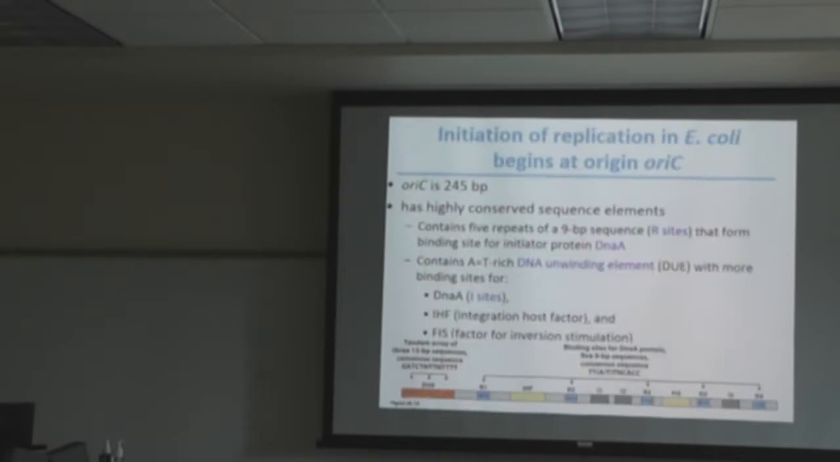So initiation of replication in E. coli begins at the origin of replication, oriC. So anytime you have a plasmid that you want to grow in E. coli or some bacteria, it's going to have an origin of replication.